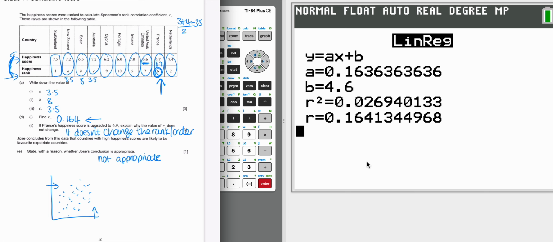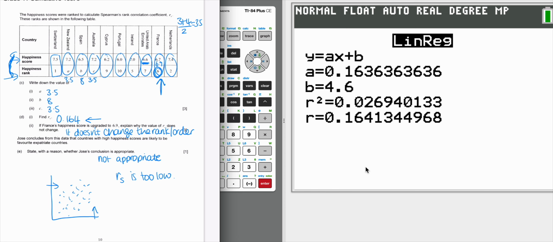And the reason that it's not appropriate is that RS, the Spearman's rank correlation coefficient, or the Spearman's rank correlation, is too low. It suggests that we just can't draw any conclusions because there's not really any relationship found.